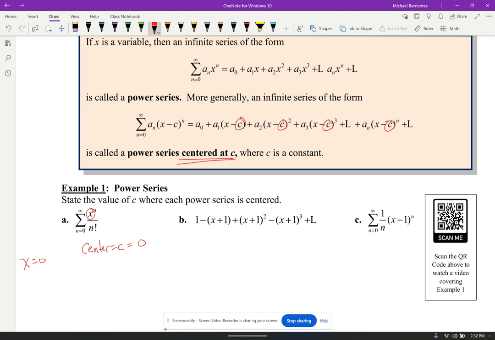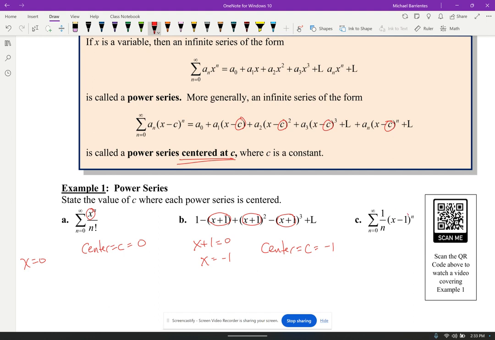But when I look at the second series, here my base is not just x, it's x plus 1. So my center is going to be different. And the way I can do that is set that base equal to 0 and then solve it out. And when you solve it out, I get negative 1. So my center, my c value, is negative 1. Or the other way to think about it, this is the number that I'm subtracting from x every time. If it's x plus 1, that's the same thing as x minus negative 1.